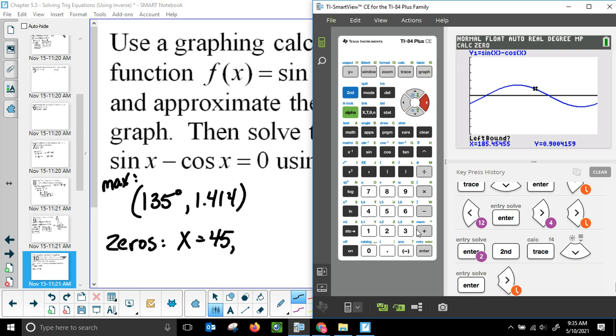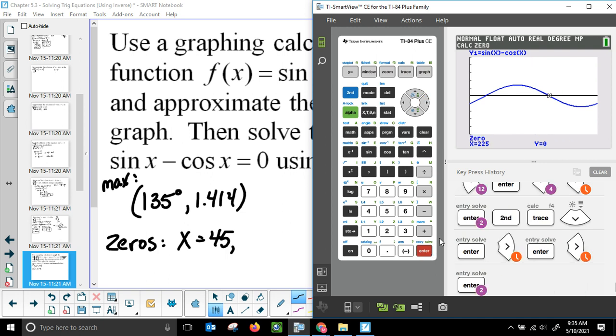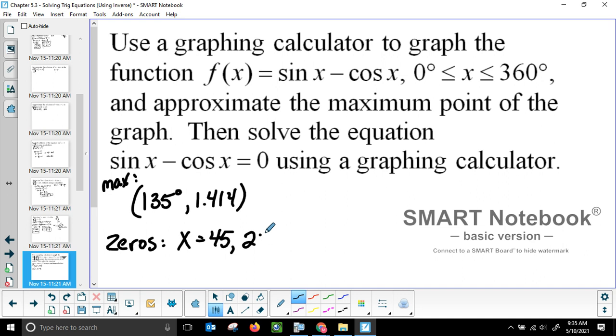So now left, somewhere to the left of this 0, and somewhere to the right of this 0, and then an extra enter, 225. Right, now also, this should make sense, right?